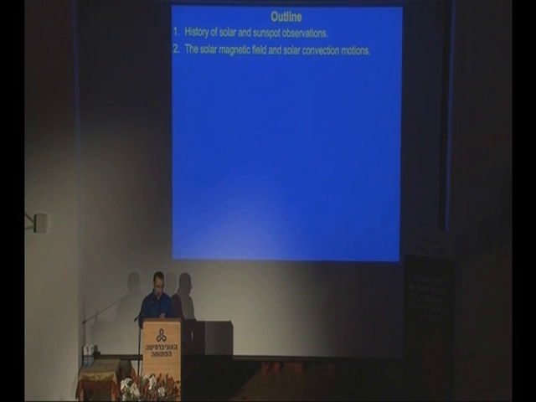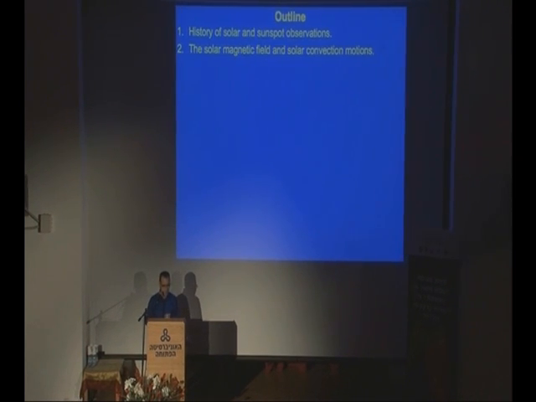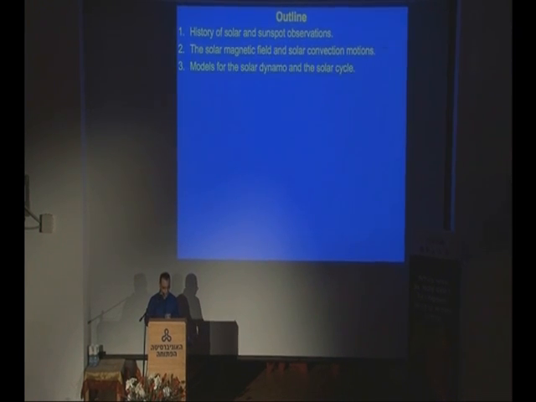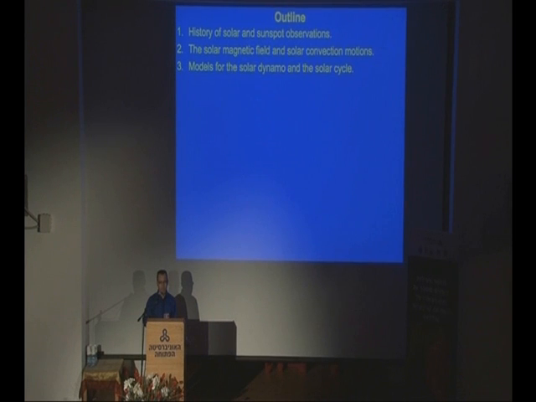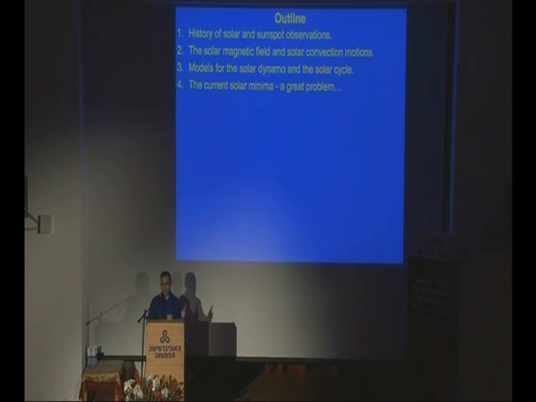Then I'll describe the solar magnetic field and the solar convection inside the sun. That's the driver for solar activity. Then I'm going to talk about the models we have to try to understand the solar cycle. I'll talk more deeply about the last solar minimum, which is a great problem. And I'll conclude with what we still understand or don't understand.